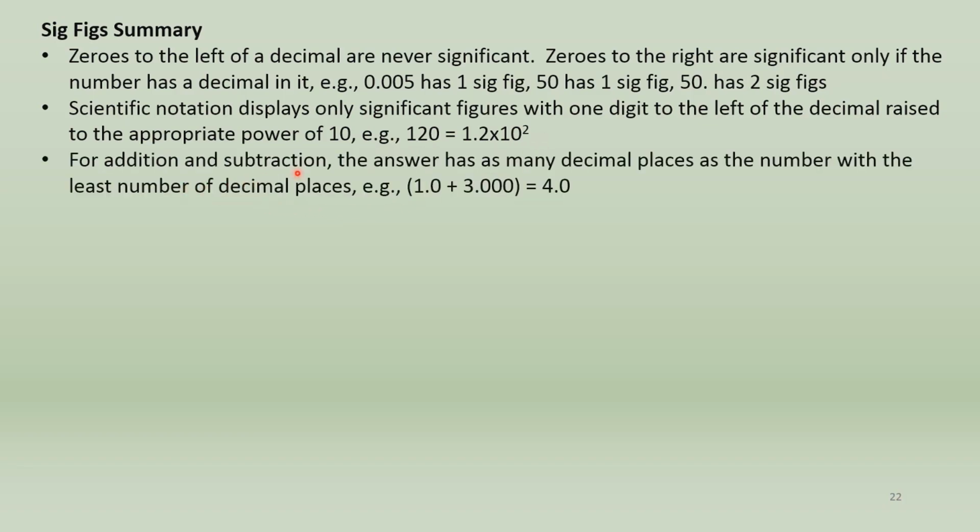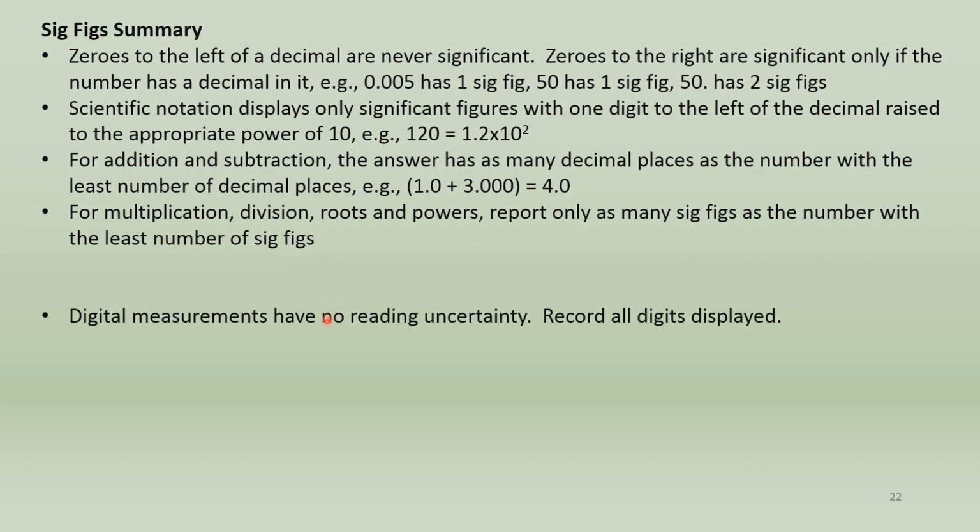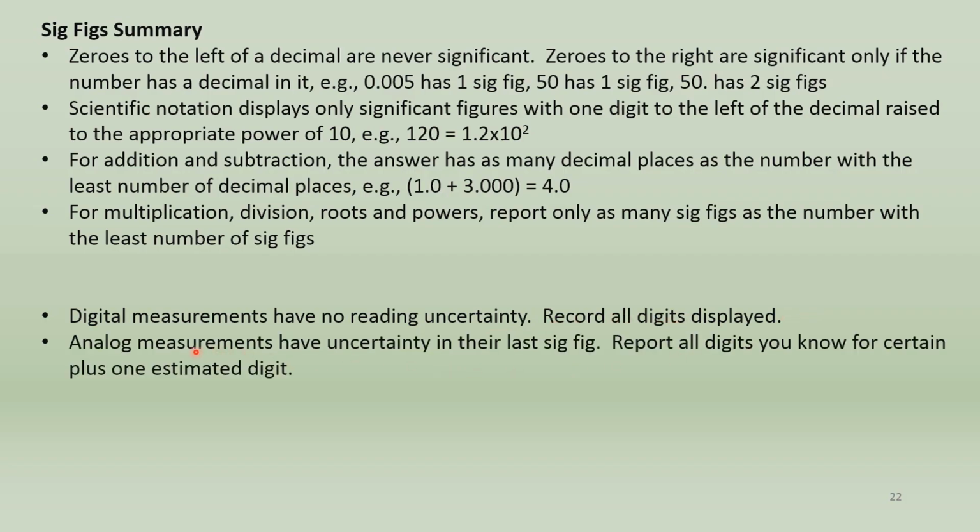For addition and subtraction, the answer has as many decimal places as the number with the least number of decimal places. One decimal and 3 decimals, we add it to 1 decimal. For multiplication and division, roots and powers, report only as many sig figs as the number with the least number of sig figs. Digital measurements have no reading uncertainty. Record all digits that are displayed. Analog measurements do have uncertainty in their last sig fig. Report all the digits you know for sure, plus 1 estimated digit.